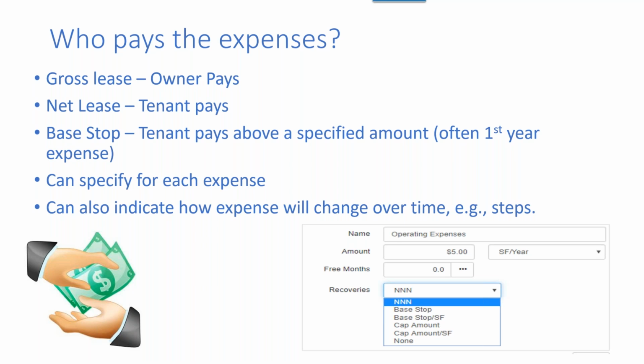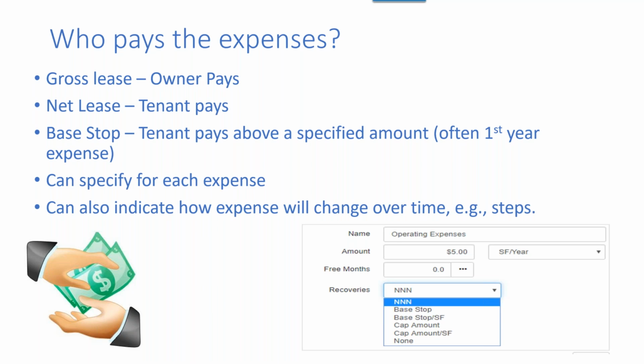Probably the most complicated part of whether it's an investment analysis or comparative lease analysis is to try to capture all the different ways you could structure the expense reimbursements. And you've got to specify that for each expense a lot of times. So each one could be different in terms of how the reimbursements work. So you can also indicate how the expenses will change over time. In other words, whether there's step ups in the leases.